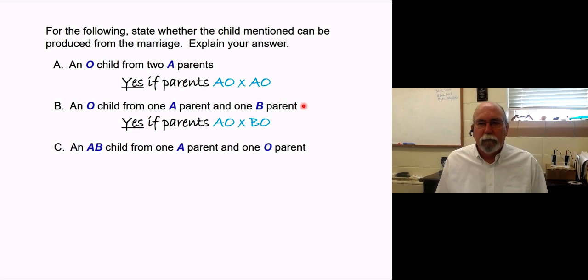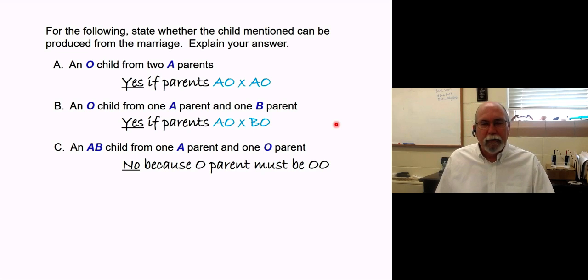How about an AB child from one parent who is type A and one who's O? Well, the A can be passed down, but wait, where'd the B come from? Right? That doesn't work too well. This parent's genotype here must be OO. So the only thing it can give is O. So there's no way that you can get an AB child from one parent being O and the other being A. Right? So no, it's not possible. And it's not possible because this parent has a genotype that wouldn't allow it.